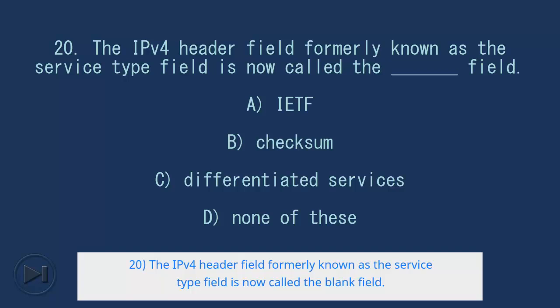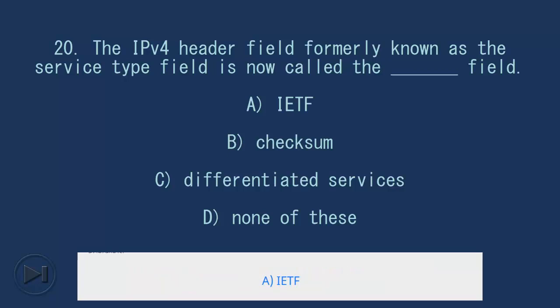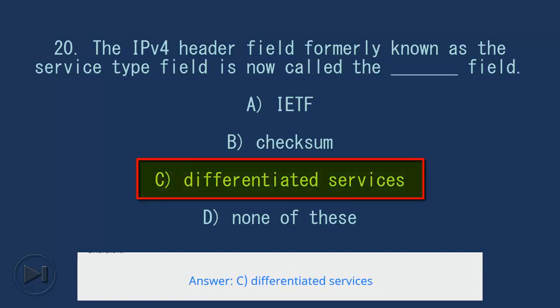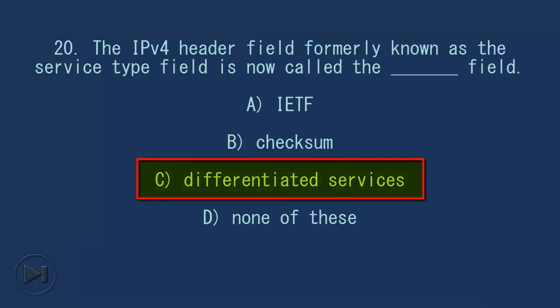20. The IPv4 header field formerly known as the service type field is now called the blank field. A. IETF. B. Checksum. C. Differentiated services. D. None of these. Answer, C. Differentiated services.